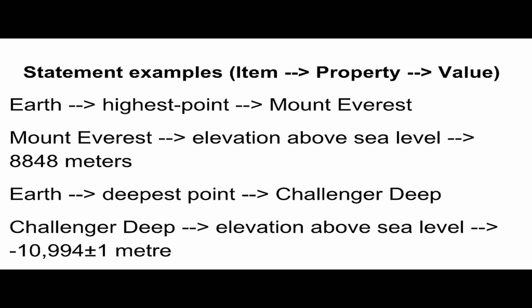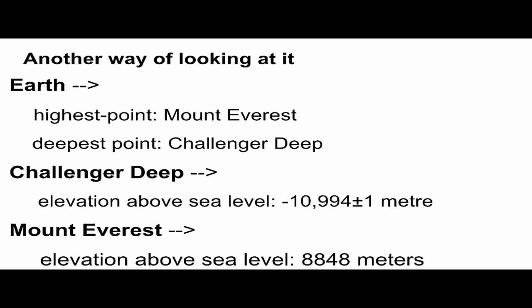All right, so these are statements. These are four individual pieces of data. And I could also look at it this way. Maybe that's closer to the government form example that I was giving, right? So I want to say something about Earth. What do I want to say? Two things. Highest point, that's the field, that's the property, and this is the value. The highest point is Mount Everest. The deepest point is Challenger Deep. And then I have things to say about Challenger Deep. The property of elevation above sea level, the value is minus 11 kilometers.